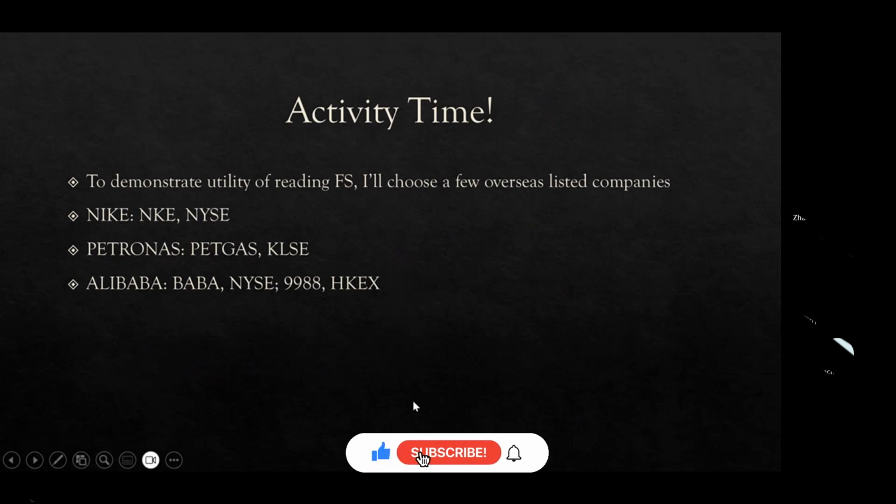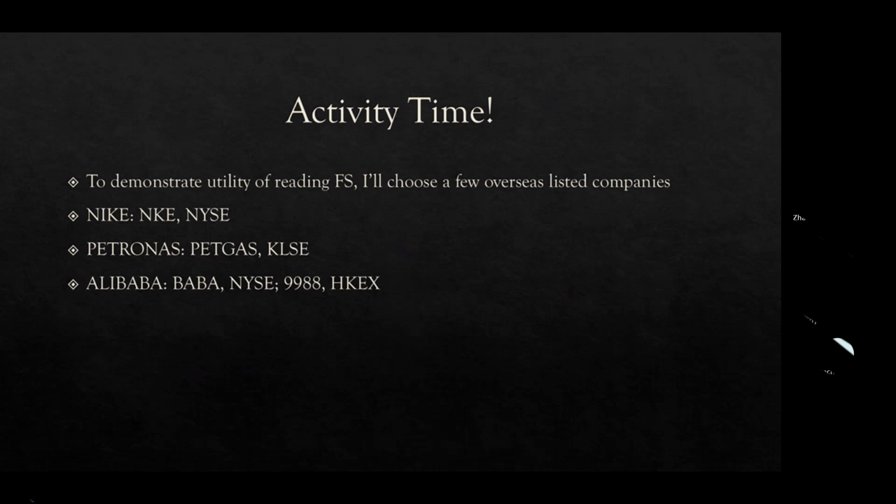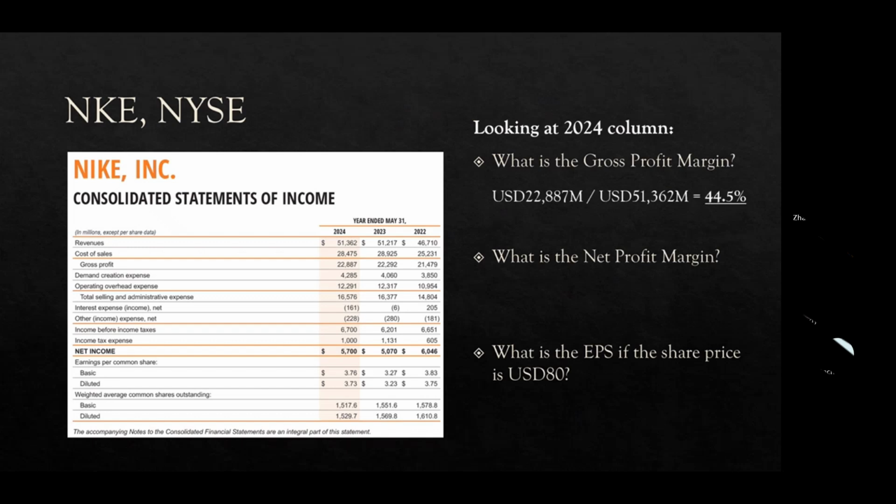Okay, I know we are a bit short of time, so I will just share the answers immediately. For this company, are you all familiar? NKE, Nike. Nike is a sports apparel company listed on the New York Stock Exchange. What I've extracted over here is their income statement. I just want to ask you all what is the calculation for gross profit margin?